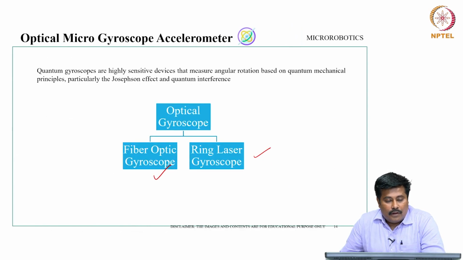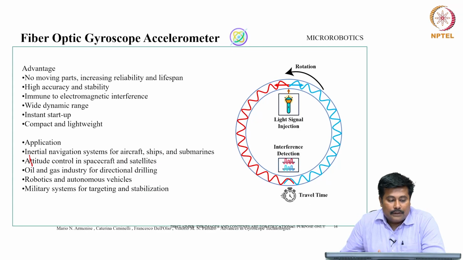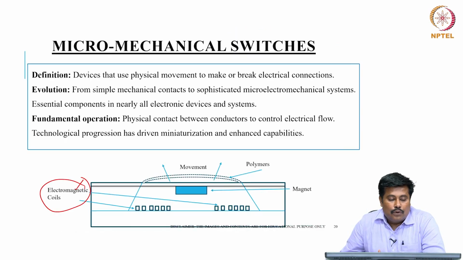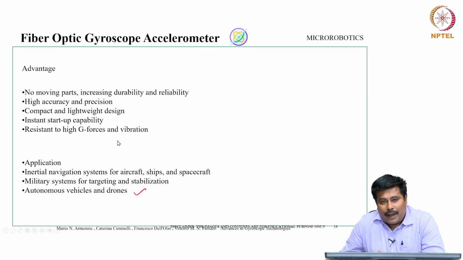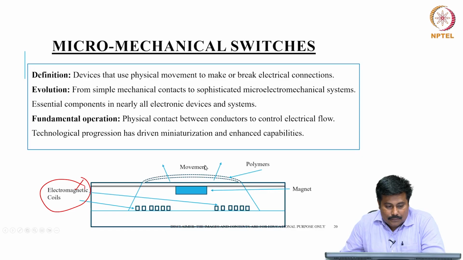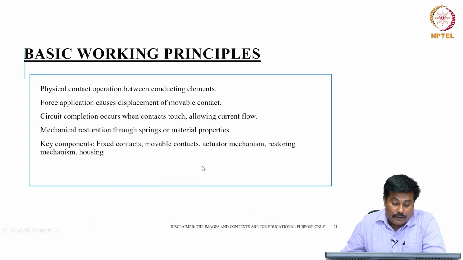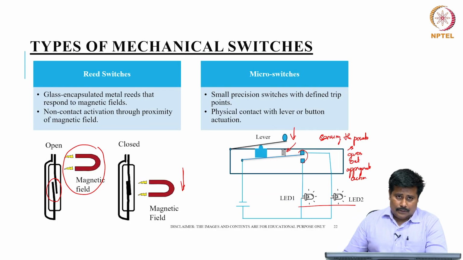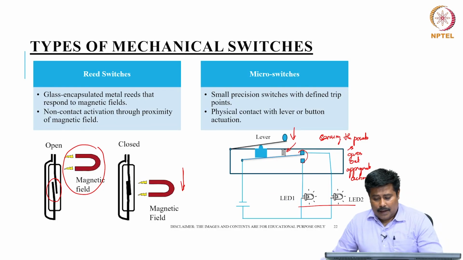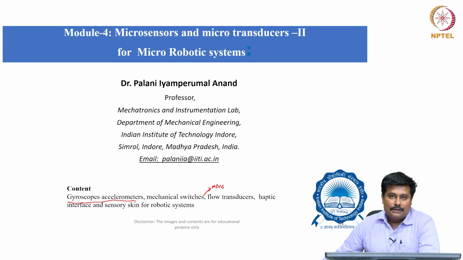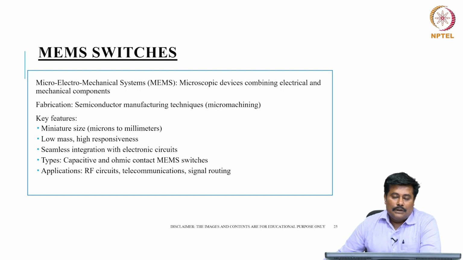Then we also discussed the optical based gyroscope accelerometers, which include the fiber optic gyroscope and the ring laser gyroscope, which don't require any kind of mechanical structures. Then we had a discussion on micromechanical switches, their overall configuration and basic working principle, which includes the magnetic field and LED field, the membrane switches and the snap action switches. Then we had some discussion about MEMS based switches.